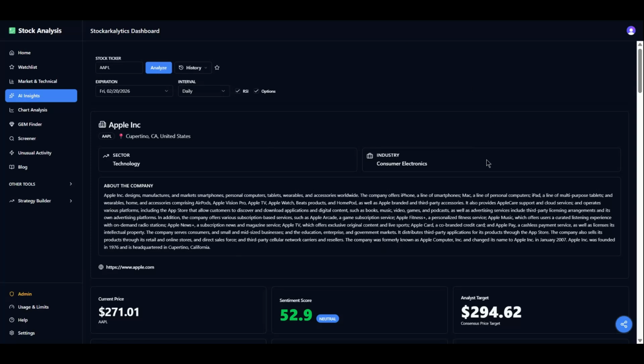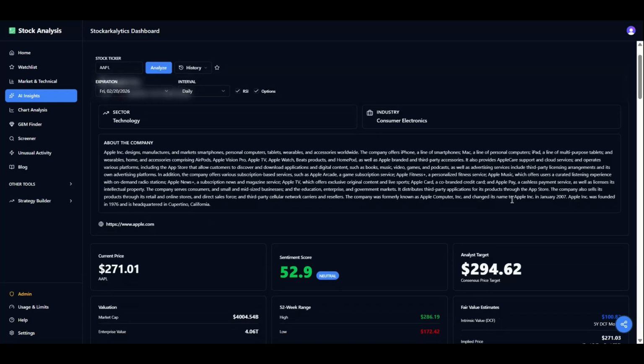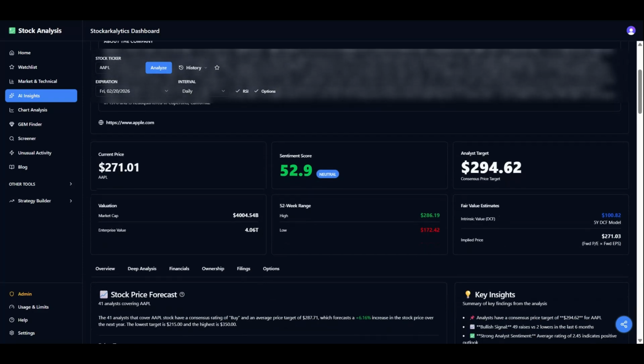Now right below, you'll get the company header. This is the name, the ticker, the location, plus sector and industry, so you always know what you're comparing it against. And the About the Company section is a quick fundamentals context block, useful if you're analyzing something new and want a fast refresher on what the company does.